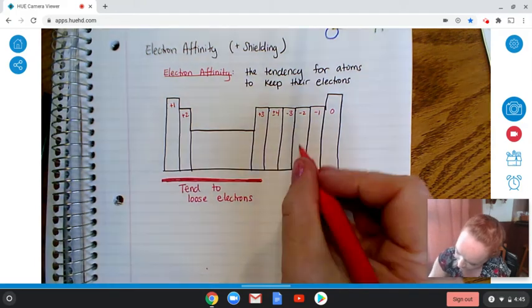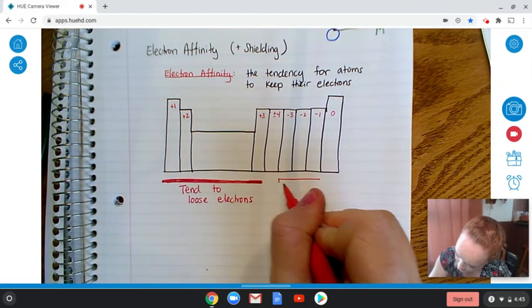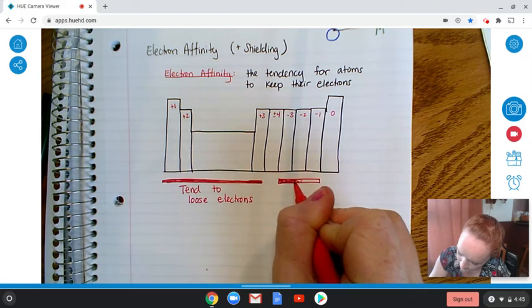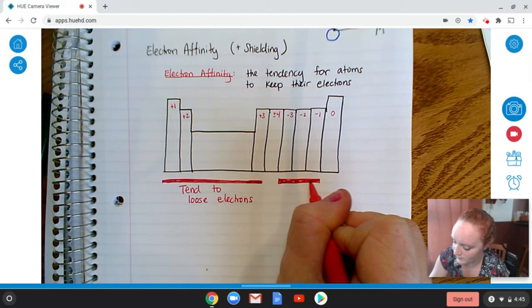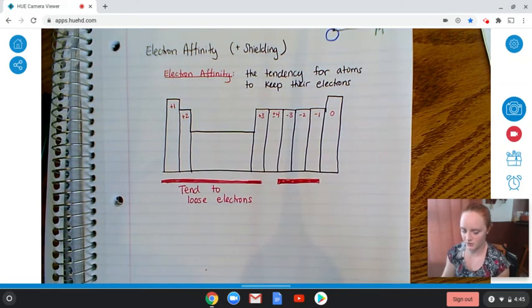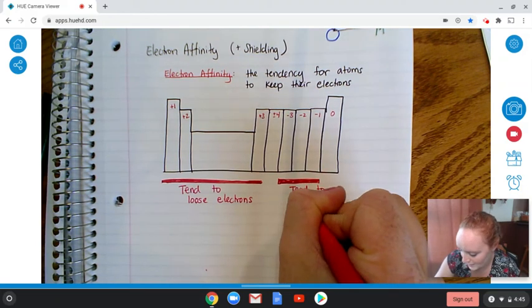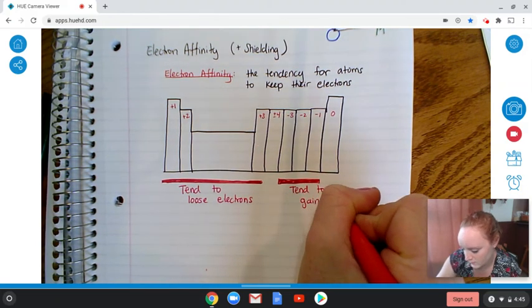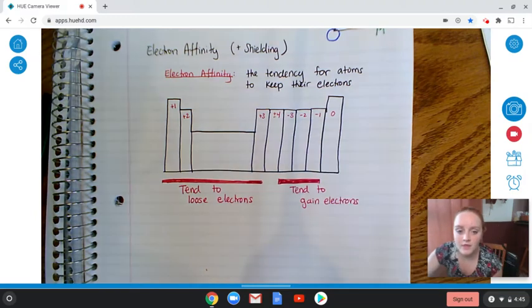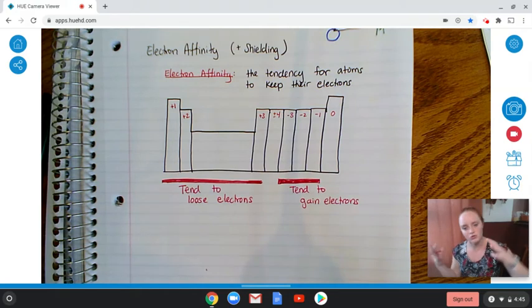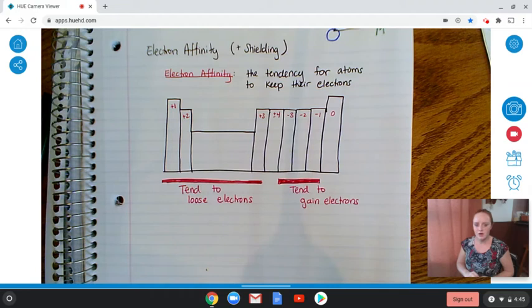On the right side, we have negative ions. If you are a negative ion, you have taken on something negative. You have extra electrons, so you tend to gain electrons. So this is review. We're just noting it on this page so that we have the information we need to talk about in one spot. So on the left, we tend to lose electrons. On the right, we tend to gain electrons.